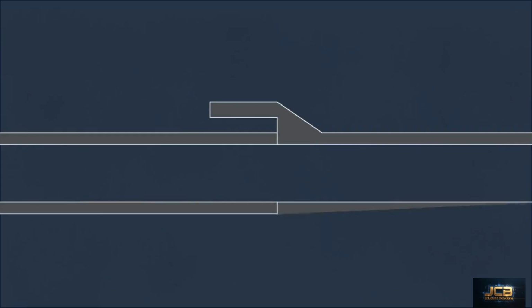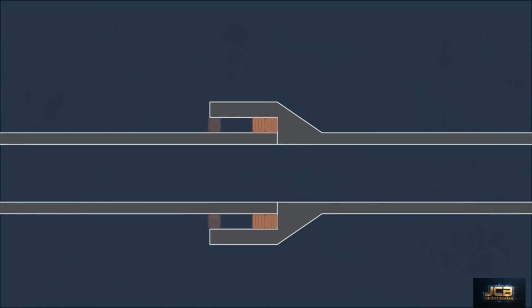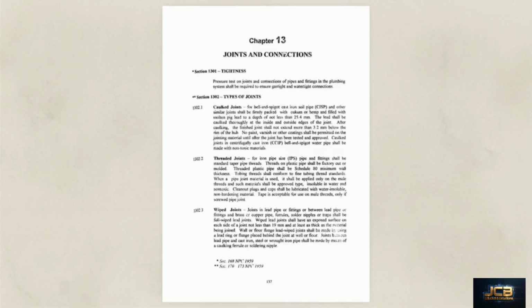This diagram illustrates a bell and spigot cast iron pipe. Heavy networks rely on mechanical sealing, utilizing compression to block leaks. The annular space is packed with oakum, then sealed with molten pig lead. This lead layer must precisely reach a 25.4 mm depth. After thorough caulking, the finished joint cannot extend more than 3.2 mm below the hub's rim.